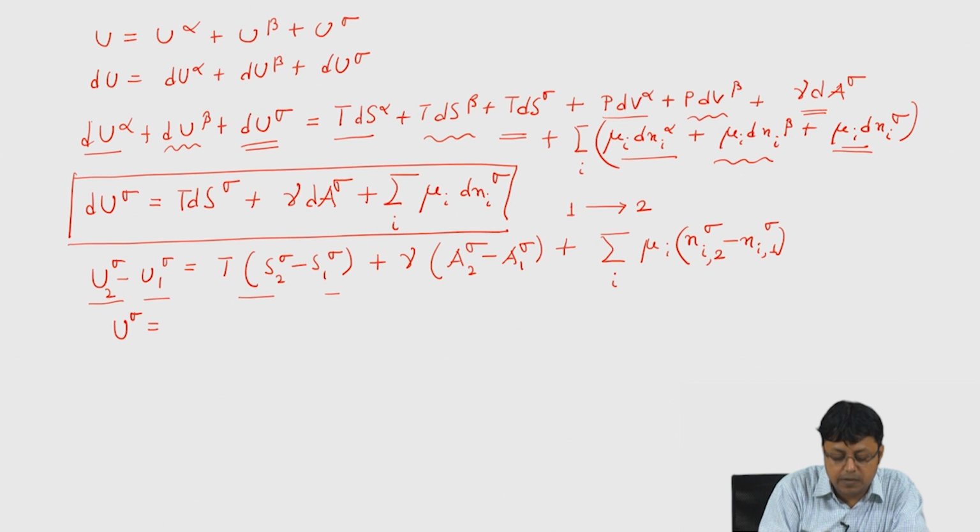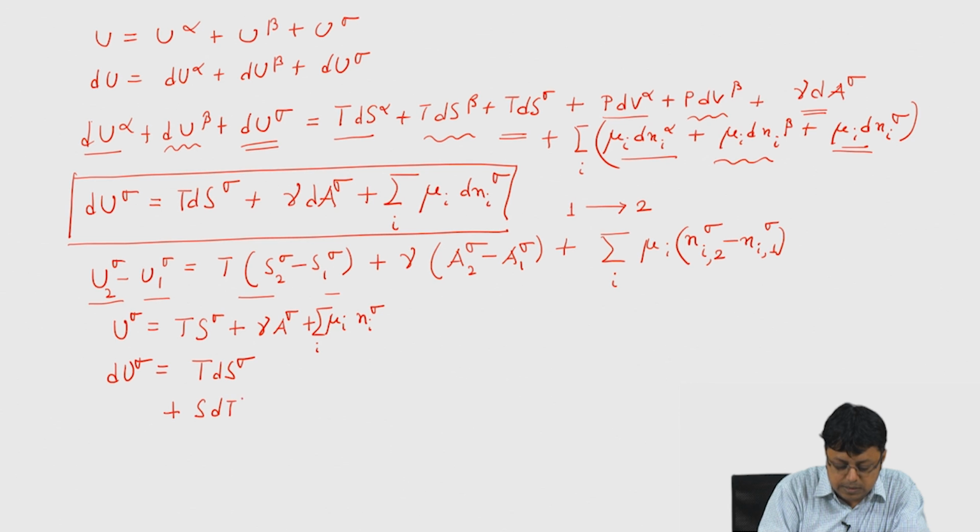So, U is a state function. So, we can also write internal energy as T S sigma plus gamma A sigma plus mu I n I sigma. And now, you can again take the total derivative, and you know how the total derivative is done. So, you have to write T dS sigma, plus there will be a second term which will be S dT sigma.